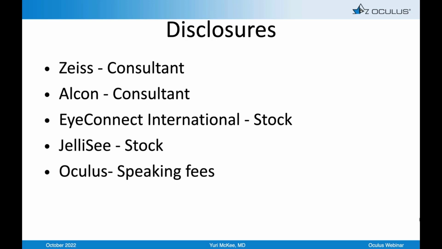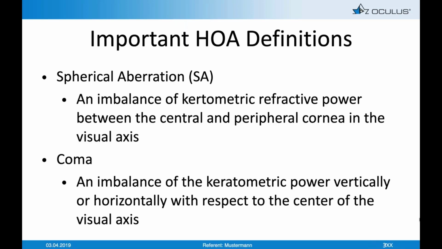Let's start with some definitions that are going to be very important for this talk. The first one is spherical aberration. This is an imbalance of the keratometric power of the cornea between the central and peripheral cornea within the visual axis. This is defined in a 6 millimeter zone. All higher order aberrations are defined in the 6 millimeter zone. Coma is an imbalance in the keratometric power in this zone vertically or horizontally with respect to the center of the visual axis. And I'm going to show you several examples of this.